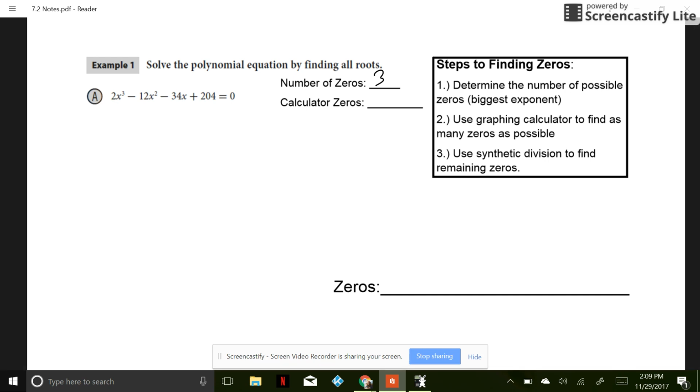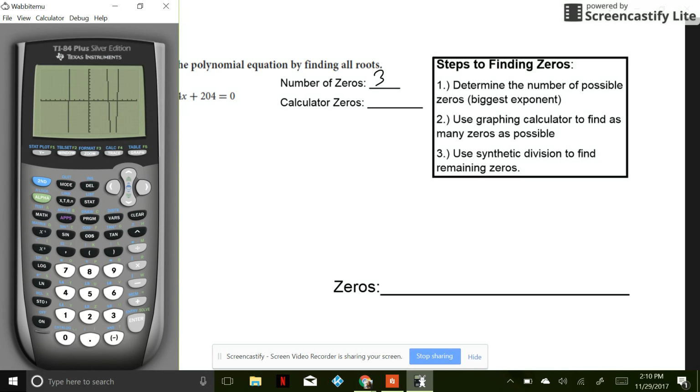Well, I'm not sure what I did on the last problem. I must have inputted something wrong in our calculator, but here we have the correct graph. So if I'm looking for calculator zeros, the first thing I want to do is open up the table. So I'm looking where the y values are 0. I've got one here at 6.